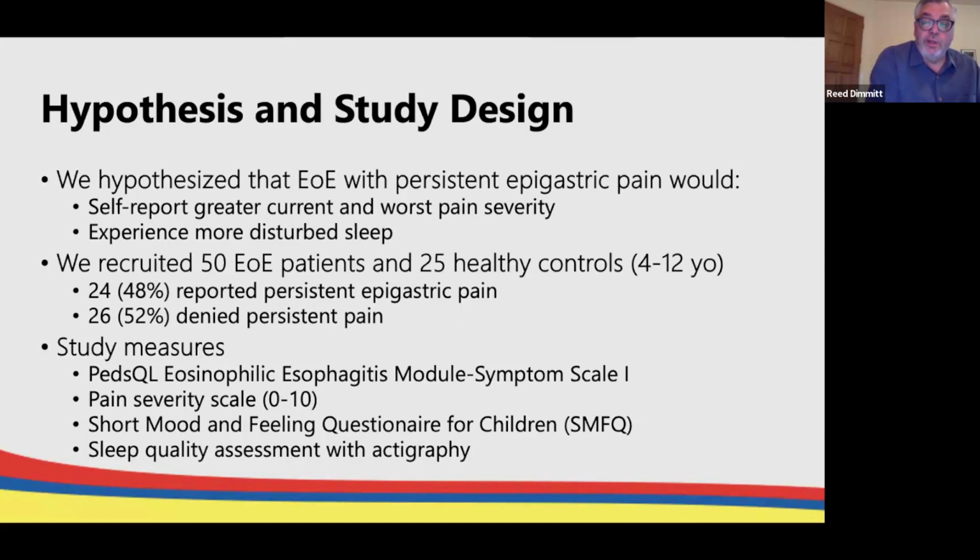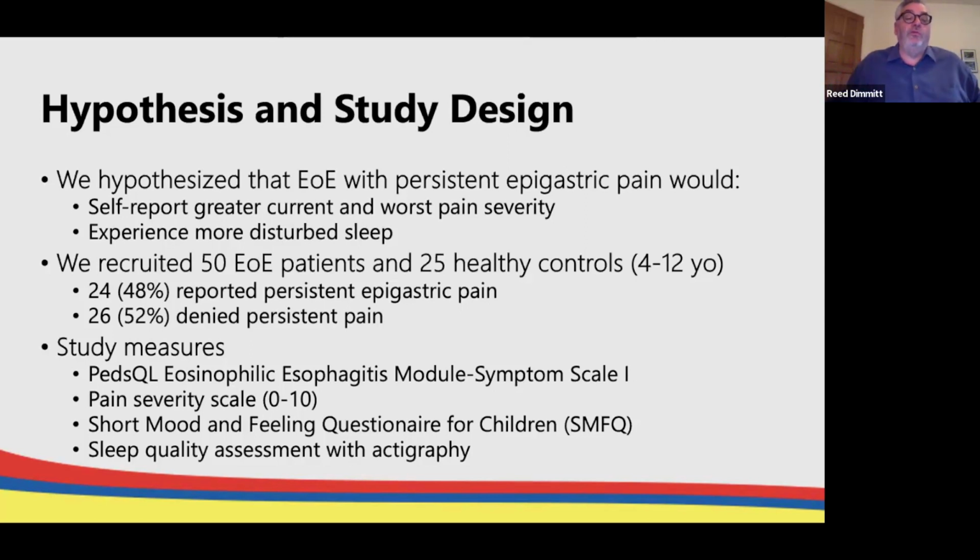And so when we looked at our EOE patients, we wanted to have them equally distributed. So we had about a 50-50 breakdown of those that reported persistent epigastric pain, so still had pain in the upper part of their abdomen or in the periumbilical area, around their umbilical area. But we also had an equal number who denied any pain. So at that point, they were pain-free, essentially symptom-free.